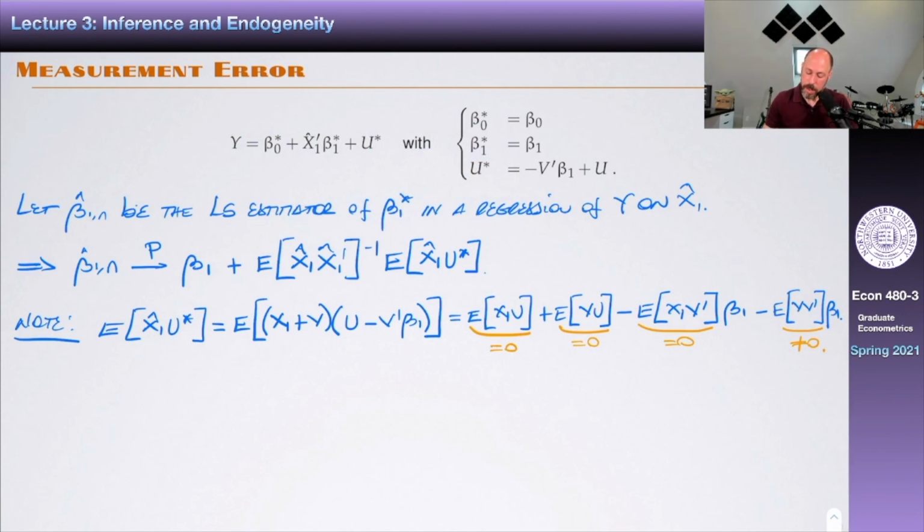So then, if we go back to the equation on top, this is beta 1 minus the expected value of x hat 1 x hat 1 prime, inverse, times the expected value of b b prime beta 1.